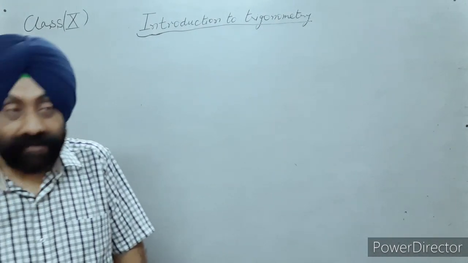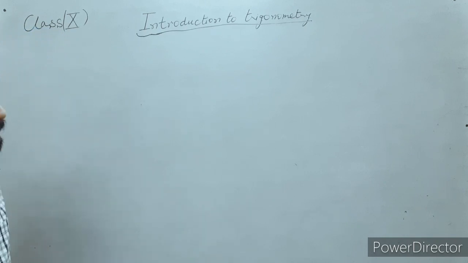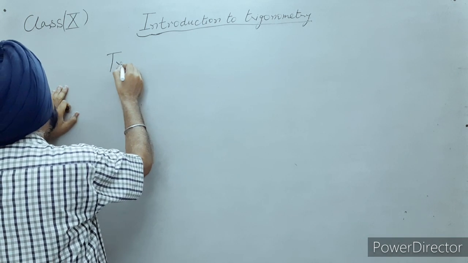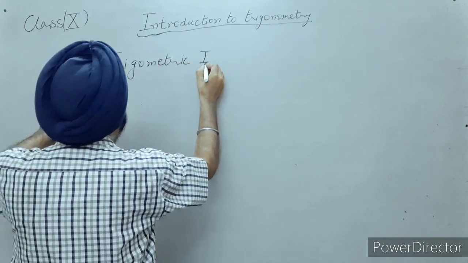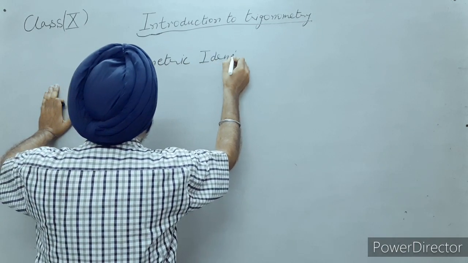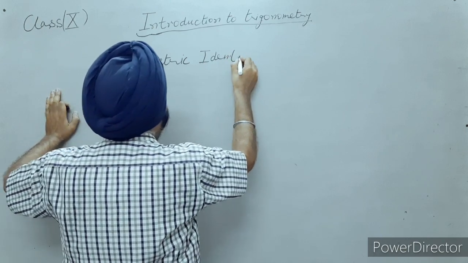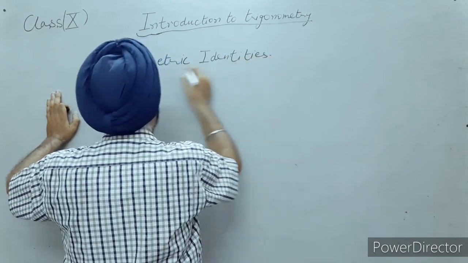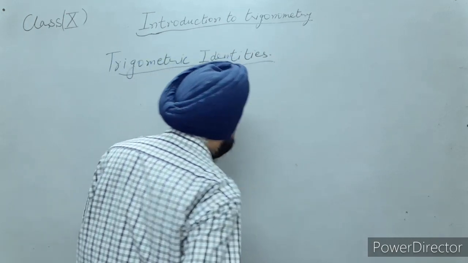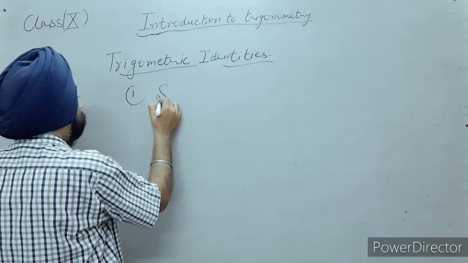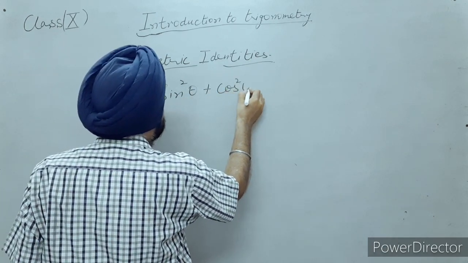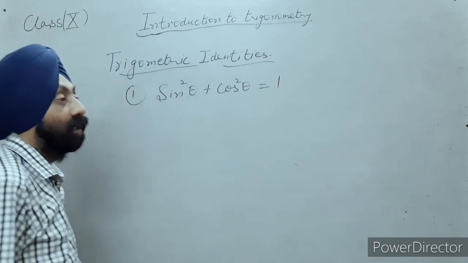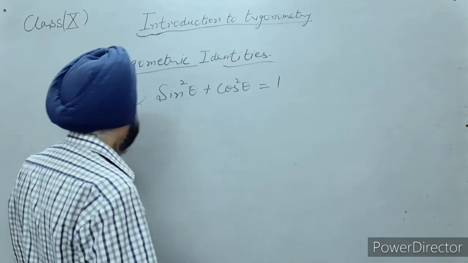Now let me introduce you to trigonometric identities. The very first identity is sine square theta plus cos square theta is always equal to 1. We can prove this also. Let me try it.